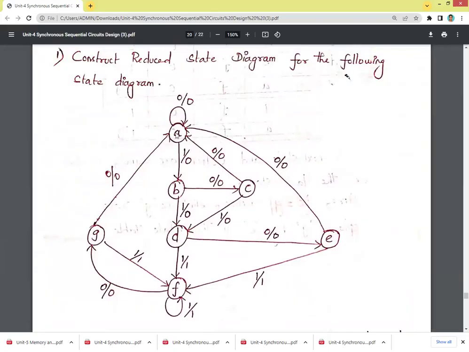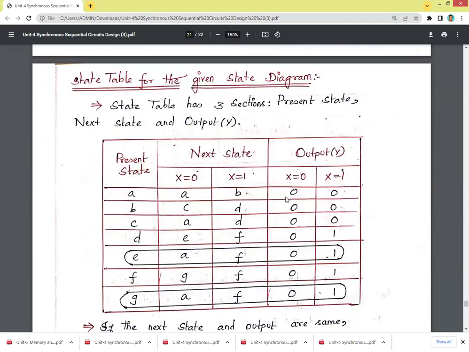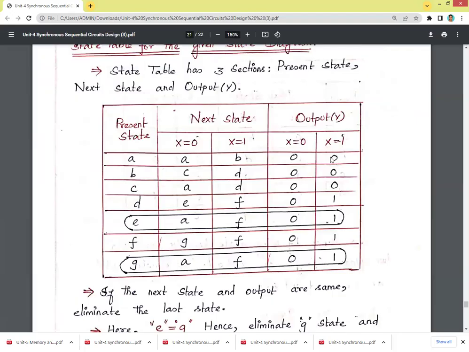Here your present state is A and the next state is again A if your present input is 0. Otherwise it is B. Similarly, your output will be 0 in both cases, whether X is 0 or X is 1. Your output Y is 0 0, so that's why we have 0 0 here. Likewise, we need to construct the state table.